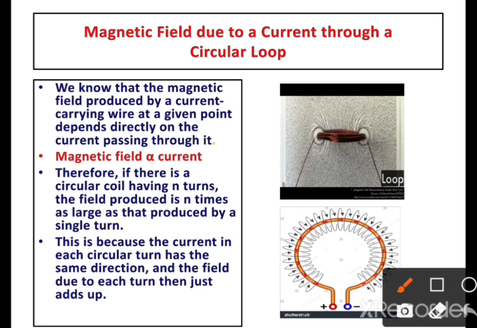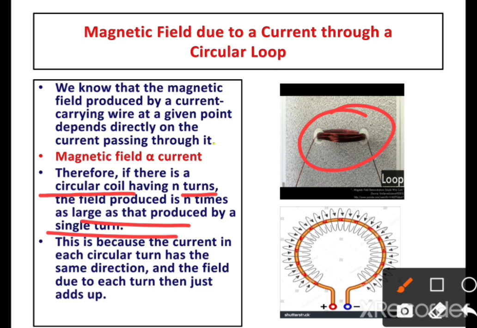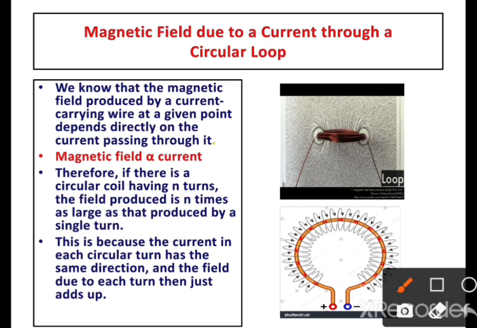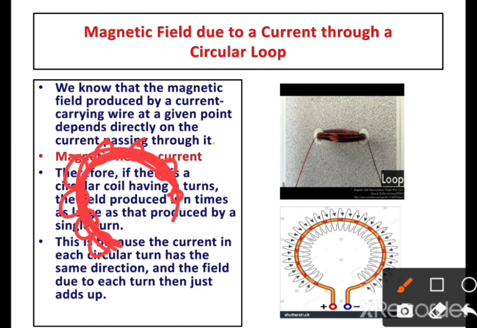If there is a circular coil having n turns, see, this is also a circular coil but it has n turns. The field produced is n times as large as that produced by a single turn. Do you understand the meaning of this? If you take a single turn, it produces the magnetic field at each and every point. If the number of turns is increased, the magnetic field strength also increases n times.